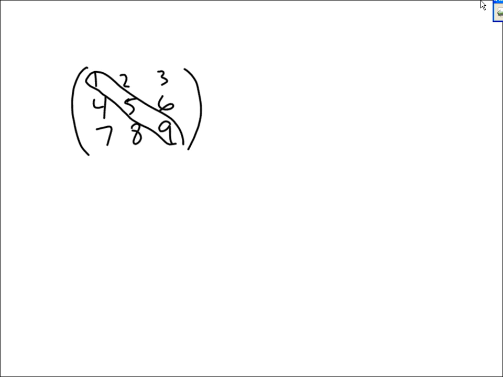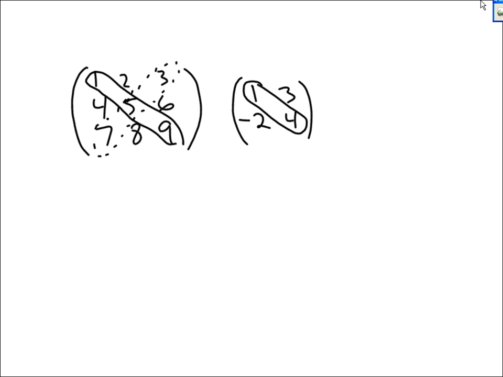1, 3, negative 2, 4. This is a square matrix. This is their main diagonal, or the diagonal. The non-main diagonal, well, maybe not of course, but it would be that one. It would be this one. We only talk about diagonals, main diagonals or otherwise, if we have a square matrix. Okay, if we have a square matrix, we can talk about a diagonal.